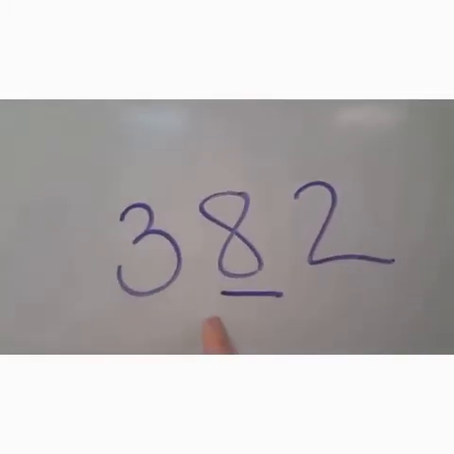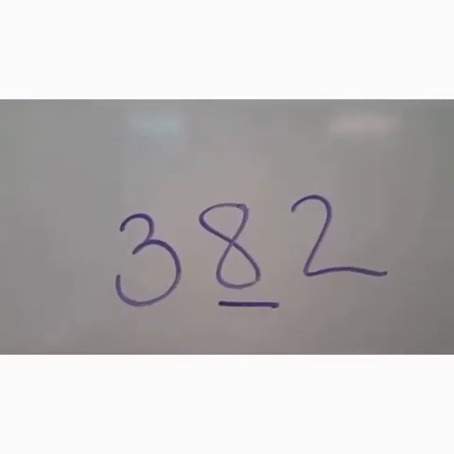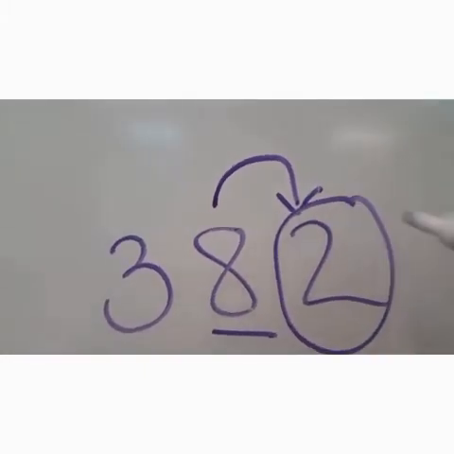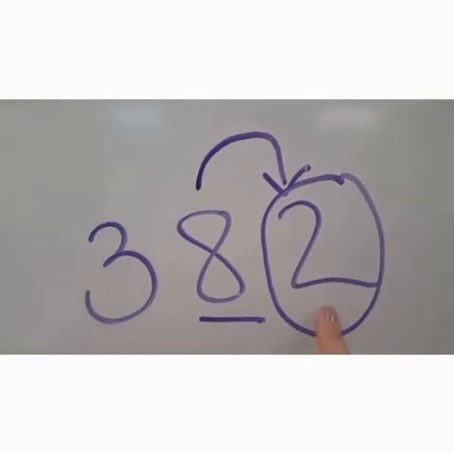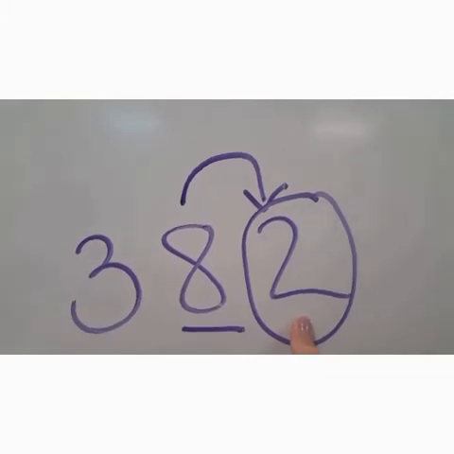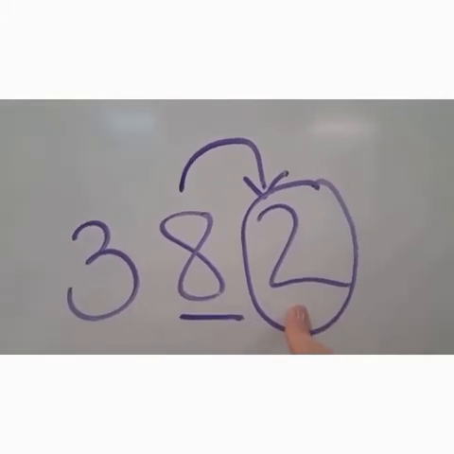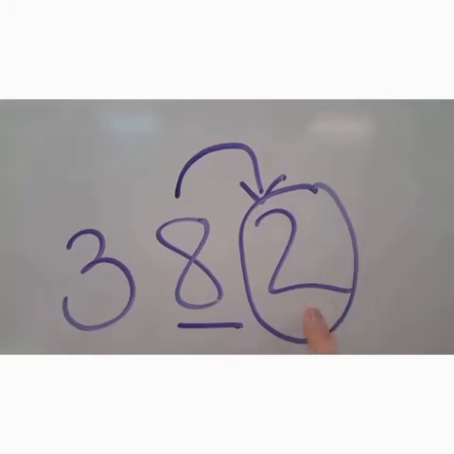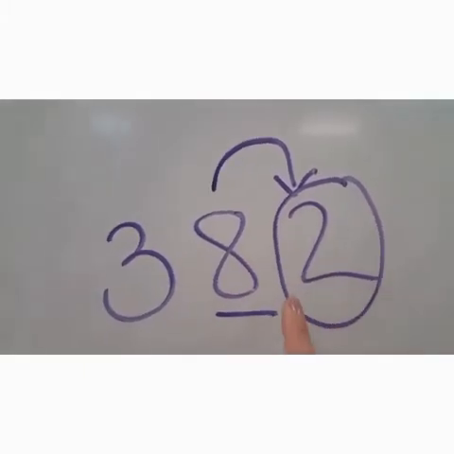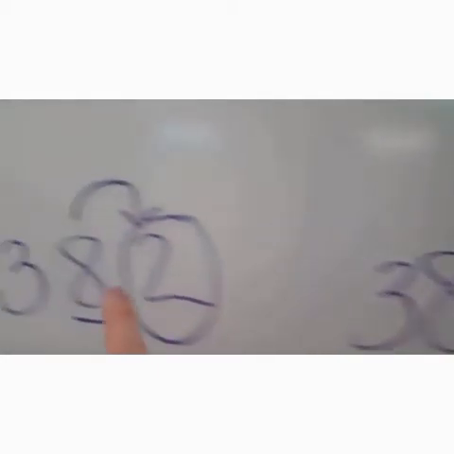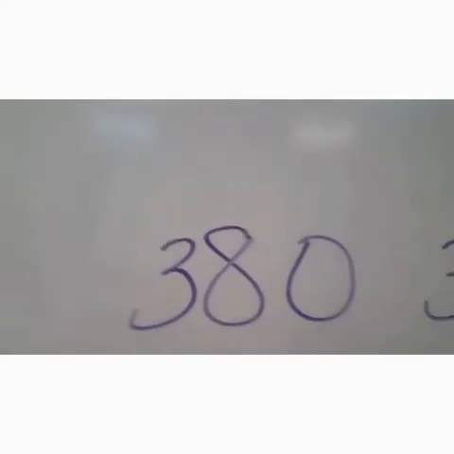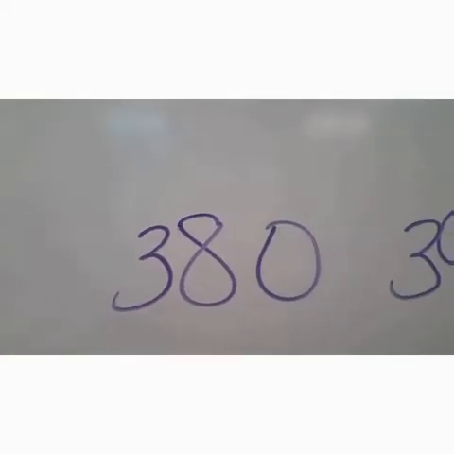So we underline the digit that we're rounding, which is the 8. We look at the number next door, which is a 2. You can circle it. If this 2 is 5 or more, we're going to raise the score. If it's 4 or less, we're going to let it rest. So this is 4 or less. We're going to let this 8 rest, and everything behind it becomes a 0. So 382, rounded to the nearest 10, will round to 380.